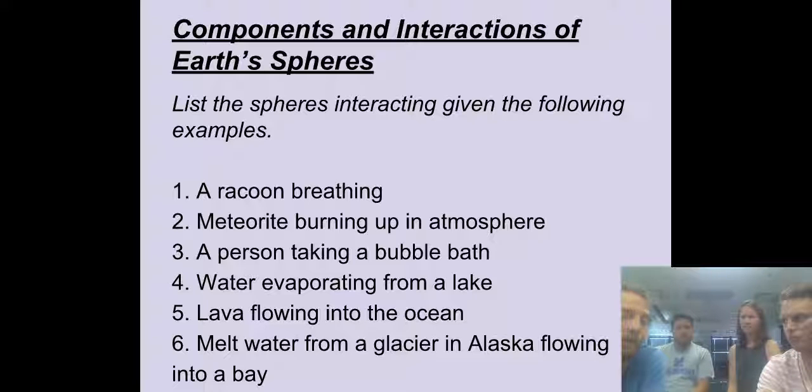So you guys want to try and talk through the first one, a raccoon breathing. What spheres would you see interacting? If you were a raccoon breathing, I would be alive because I'm a raccoon, so that would be the biosphere. And because I'm breathing, I'm expelling gas into the atmosphere, so biosphere, atmosphere. Good. All right, so pause the video, take a look at the next 5, and see if you can come up with some answers we can talk about in class the next day, but be ready to start talking about these with your classmates.